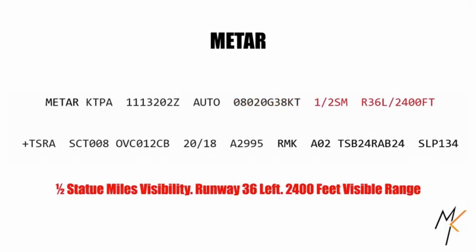Next, we have our visibility information. Half statute miles is our visibility that we can see out in front of us, and R36L, that's our runway, so runway 36 left. The 2,400 feet is our visual range that we'll see the runway from as we come into land on runway 36 left.